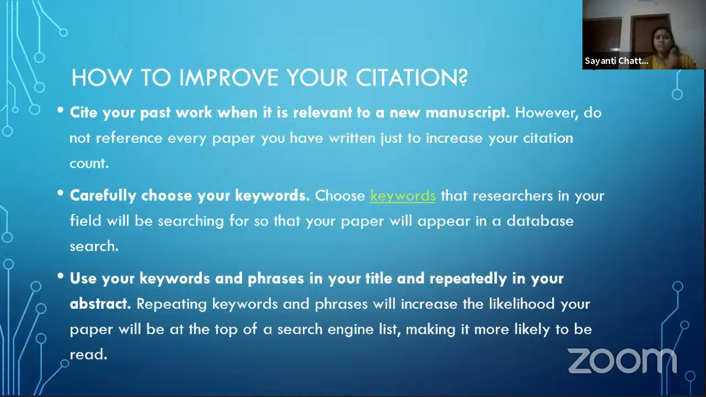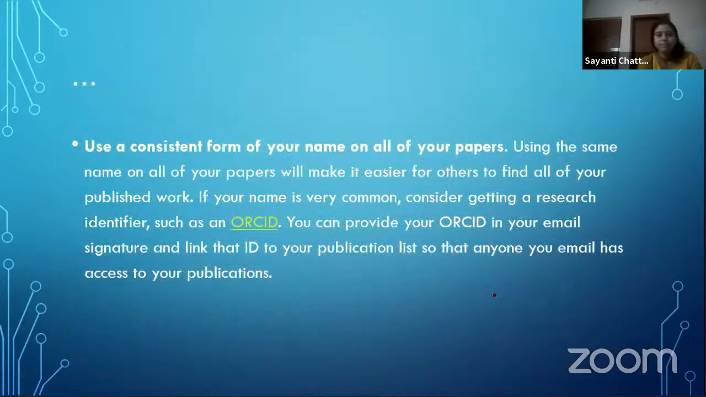Next, carefully choose your keywords. I already told you how to write keywords. When we search for a journal, we search using keywords. Use the phrase of your title and repeat the main keywords in your abstract, because when we read a journal, we read only the abstract. 80% of the time, we read only the abstract. So use the keywords as many times as possible.